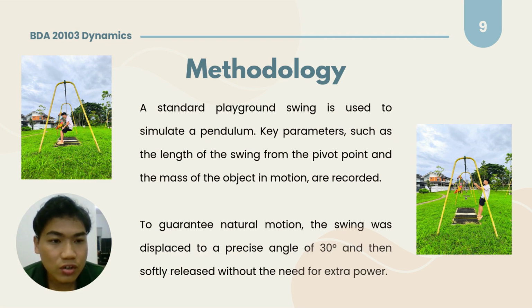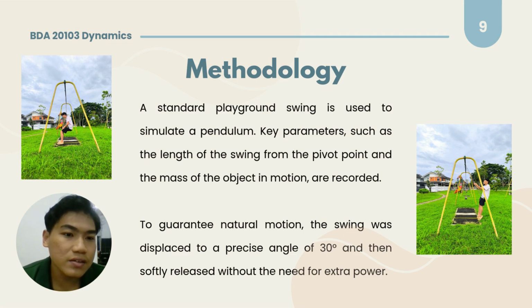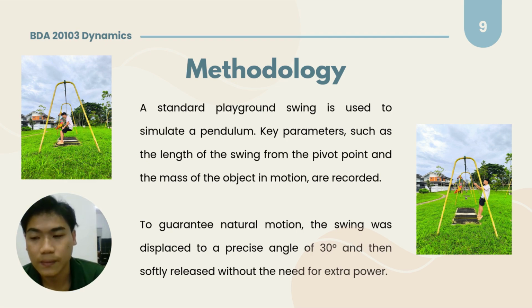To generate natural motions, the swing was displaced to a precise angle of 30 degrees and then softly released without the need for extra power.